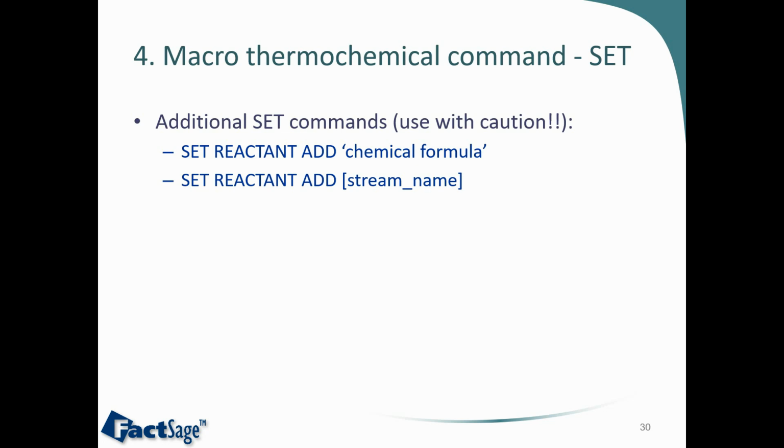you can add a new reactant with the command set reactant add. And then you can specify the chemical formula. In case of a stream, the stream name has to be entered in between square brackets. So the new reactant is added at the end of the list. The phase selection, especially for the compounds and the solutions, might not be automatically updated, so additional steps might be necessary to modify the phase selection after adding a new reactant.